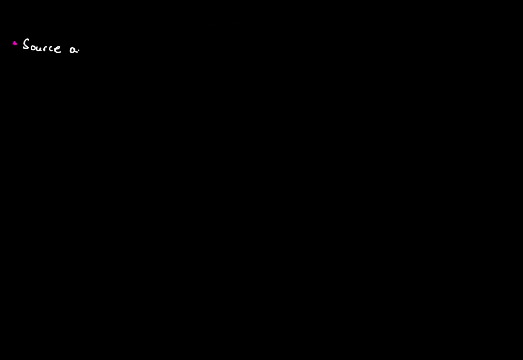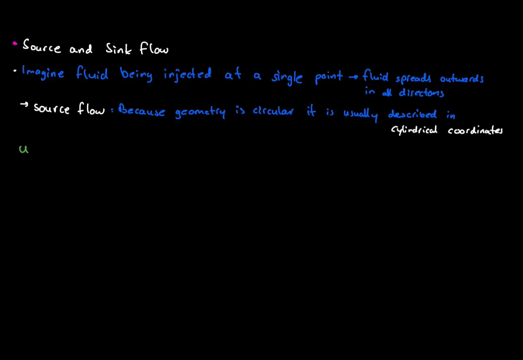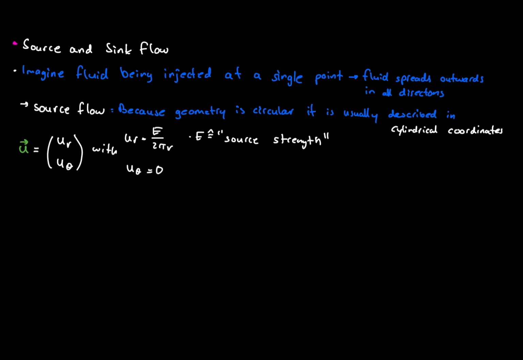Now we move to source flow. Imagine fluid being injected at a single point. The fluid spreads outward in all directions. This is called a source. Because the geometry is circular, we describe this flow in cylindrical coordinates. The radial velocity is E divided by 2 pi r, and the tangential velocity is 0. This makes sense physically. As the fluid moves away from the source, it spreads over a larger circle, so the velocity decreases with 1 over r.